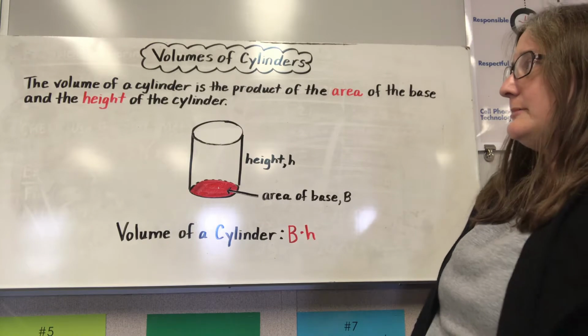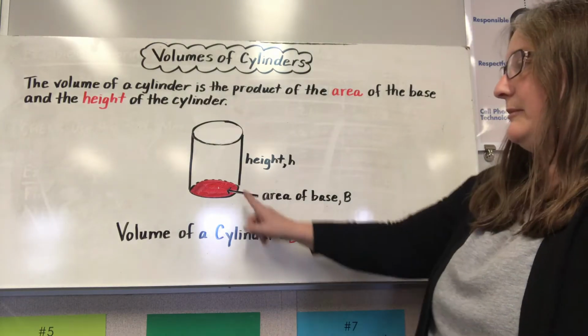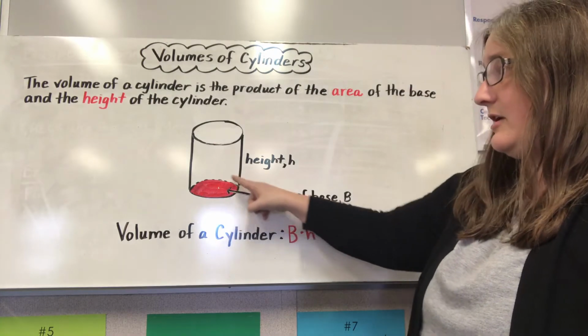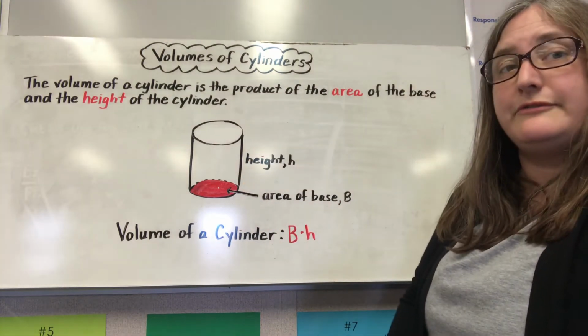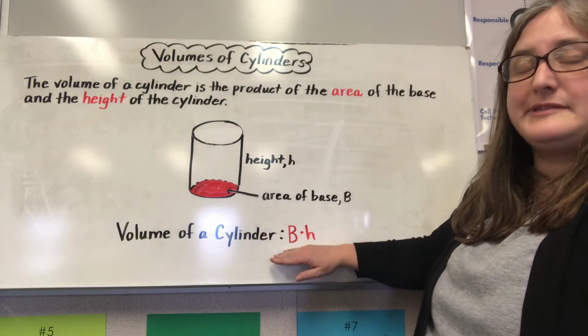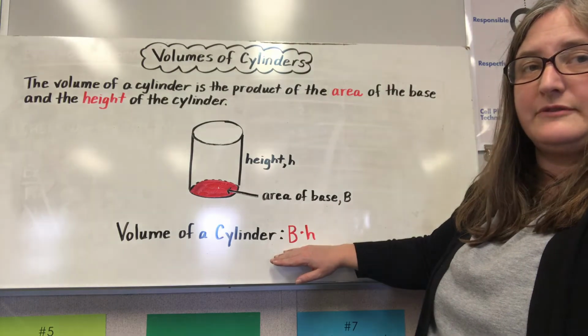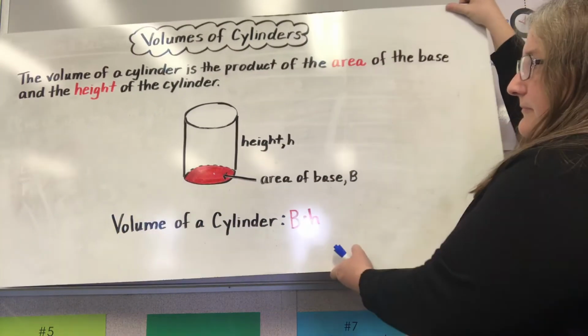In order to find the volume of a cylinder, it's going to be the product of the area of the base, so how many cubic units fit in the base area, times the height, because that tells us how many layers high we can go to fill the cylinder. So area of the base times the height, the same volume formula that we use to find the volume of a prism. Let's take a look at some examples.